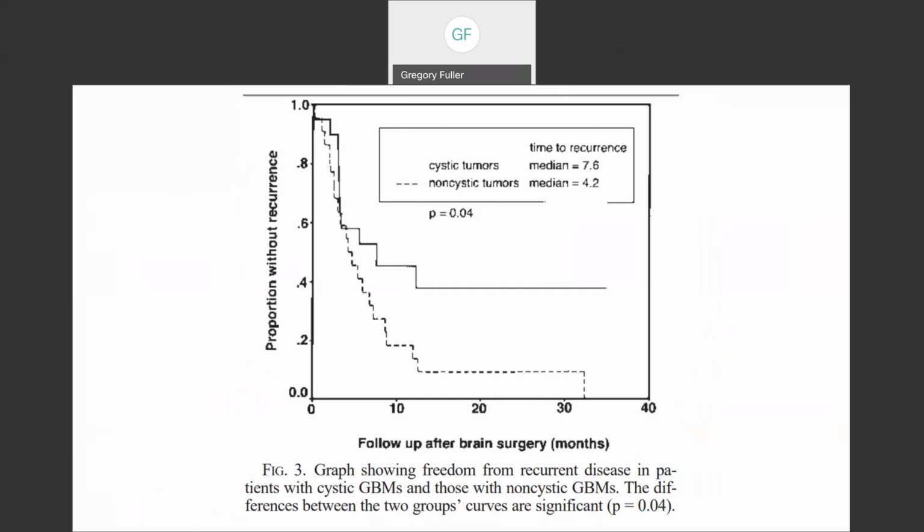All right, and here are the statistics. Basically, the time to recurrence was much longer in the cystic tumors, and that's probably because of the narrow margin. Unfortunately, overall survival was not better. At least it did not reach statistical significance in these 22 patients. But certainly progression-free survival was better.